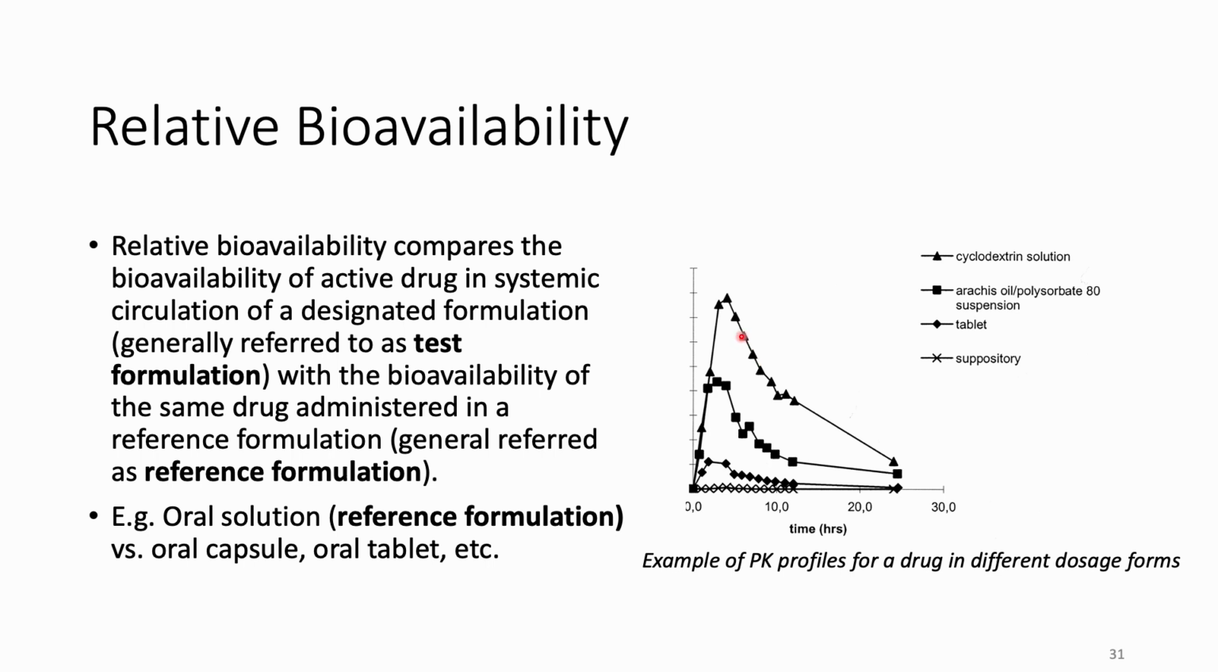So for this one, the oral solution has the highest AUC, or the highest bioavailability. Usually, if you compare many kinds of dosage forms, the oral solution is used as the reference formulation to compare with capsules and oral tablets, because the oral solution usually has the highest bioavailability, or highest absorption, or highest AUC.